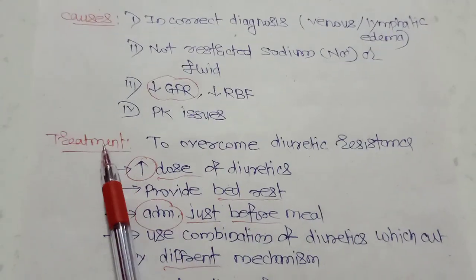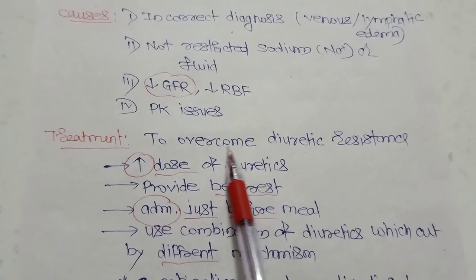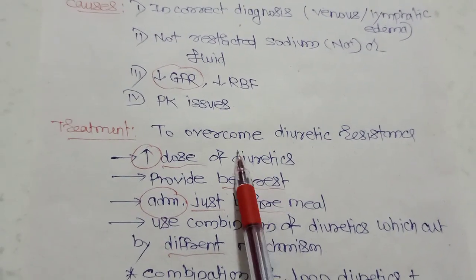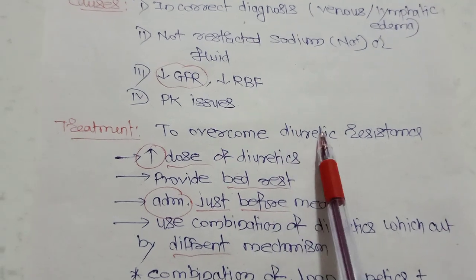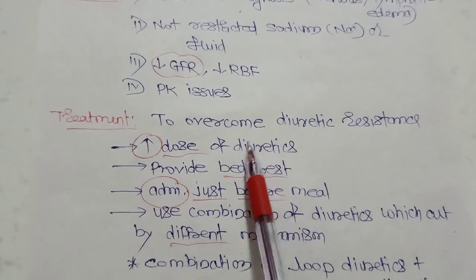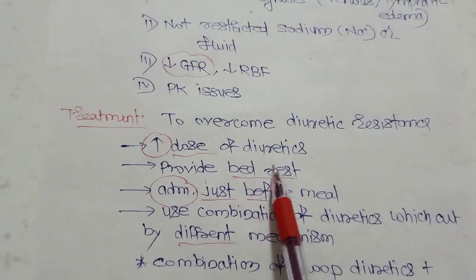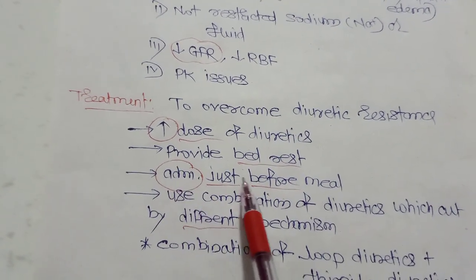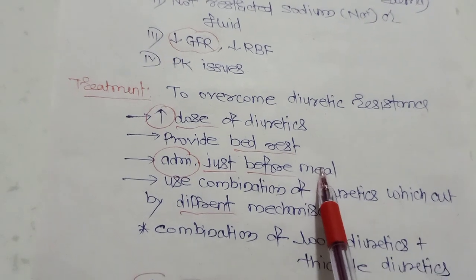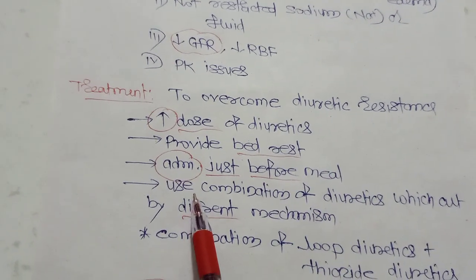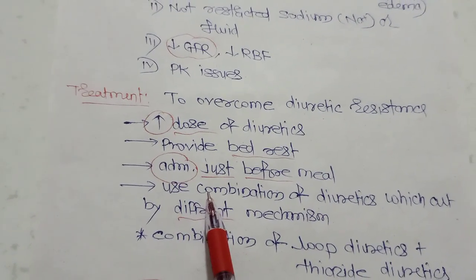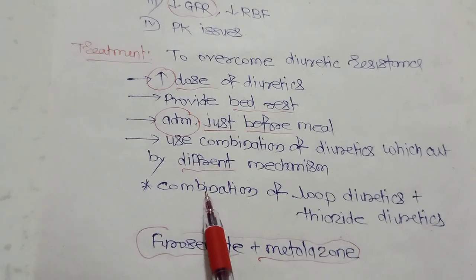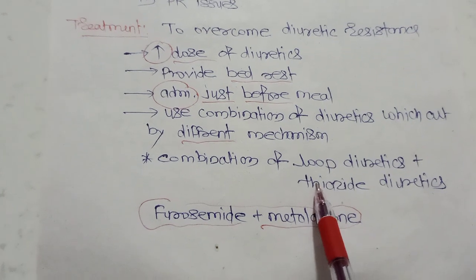Then what we have to do to treat or overcome the diuretic resistance? You have to increase the dose of diuretics, you have to provide bed rest to the patient, and you have to administer the diuretic just before a meal to increase the efficacy. And you have to use combination therapy of diuretics which act by different mechanisms. For example, you combine loop diuretics with thiazide diuretics.